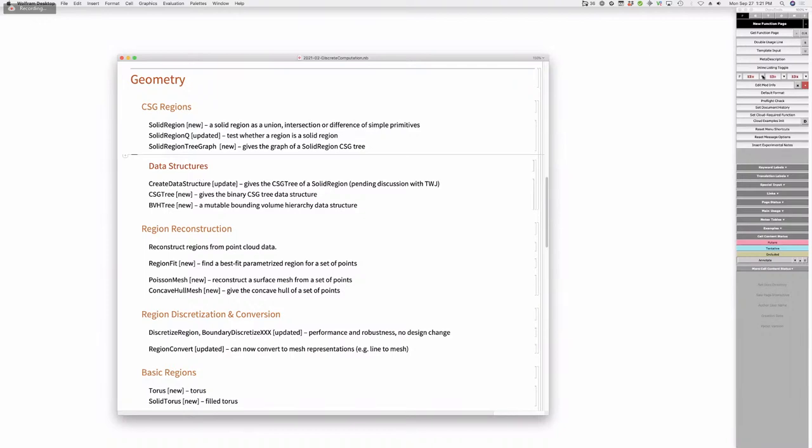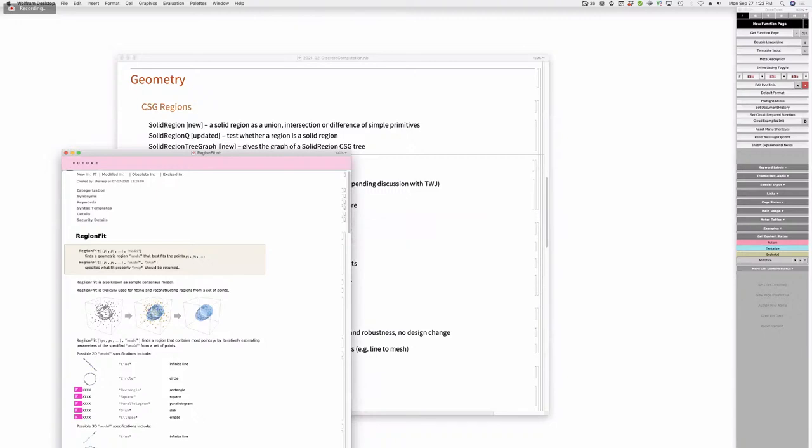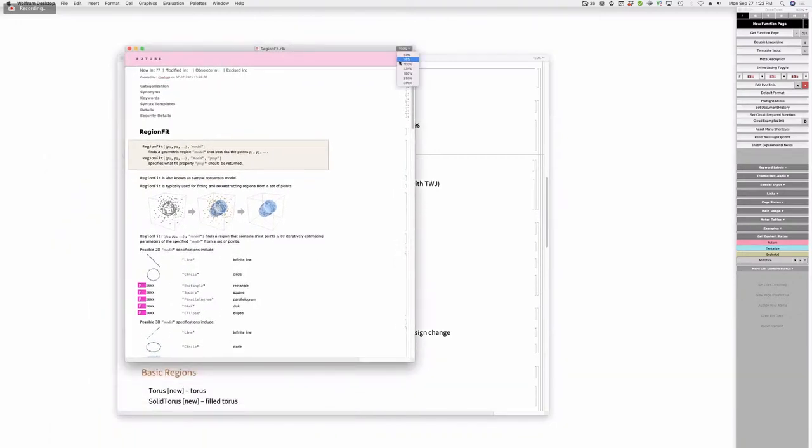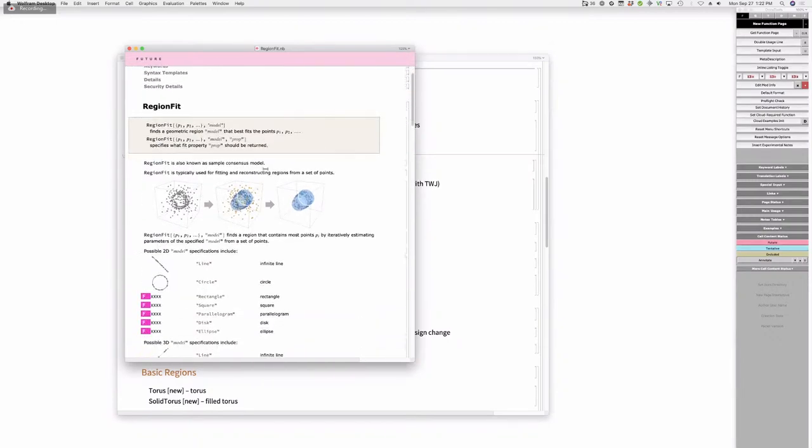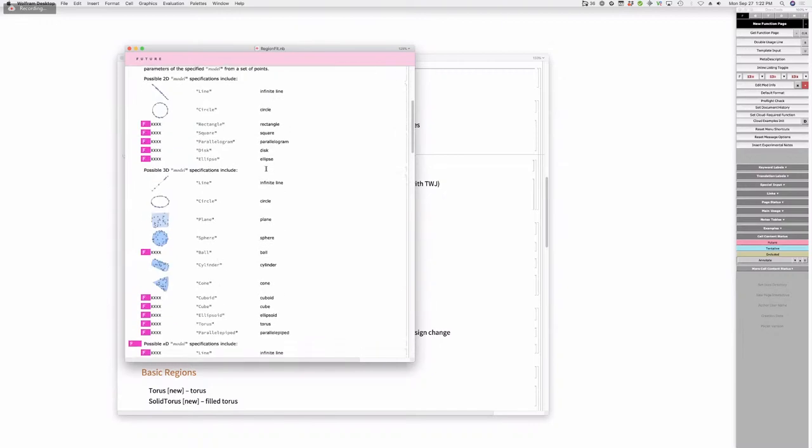Okay, there are two kinds of things here. You have to go to the pages, but the region fit fits primitives, okay? So for instance, in an AR environment, you typically want to fit a plane to be a table that you can set things down on. This is what this one does.